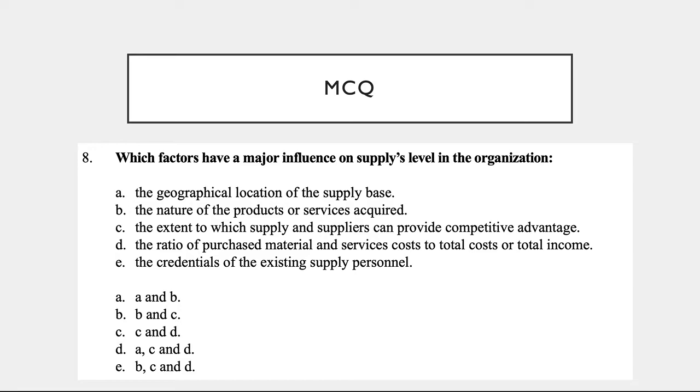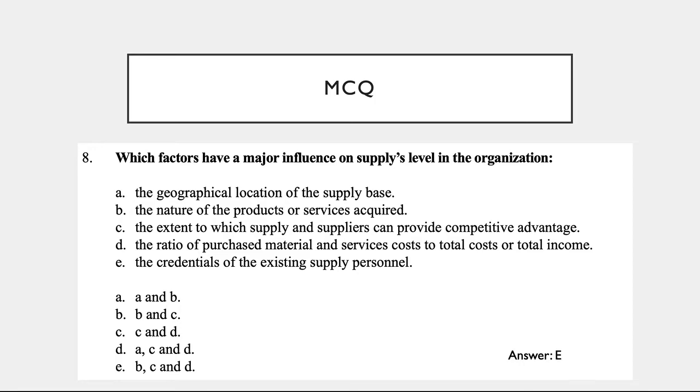Question number 8. Which factors have a major influence on supply's level in the organization? A, the geographical location of the supply base. B, the nature of the products or services acquired. C, the extent to which supply and suppliers can provide competitive advantage. D, the ratio of purchased material and services cost to total costs or total income. And E, the credentials of the existing supply personnel.